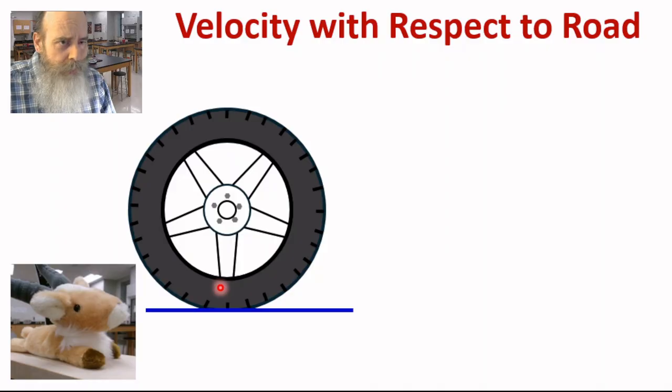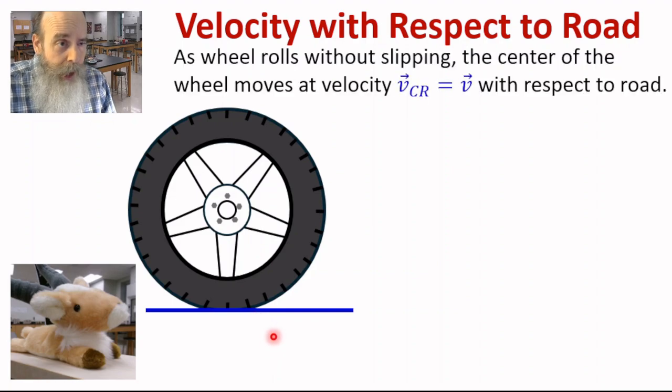Let's consider the velocity with respect to the road. Every point on the wheel has a velocity with respect to a reference frame in the road. That's the velocity with respect to the road. Now, as the wheel rolls without slipping, the center of the wheel moves at velocity VCR equals V with respect to the road. So right here, VCR means velocity of the center of the wheel with respect to the road. And as shown here, it is directed towards the right, and it has a magnitude of V.